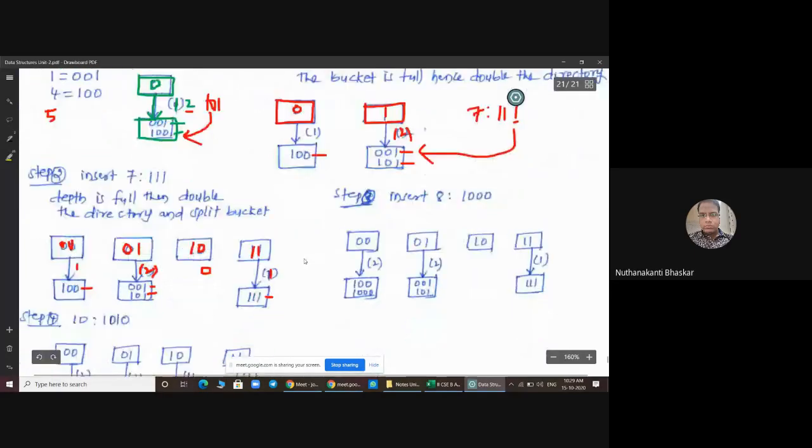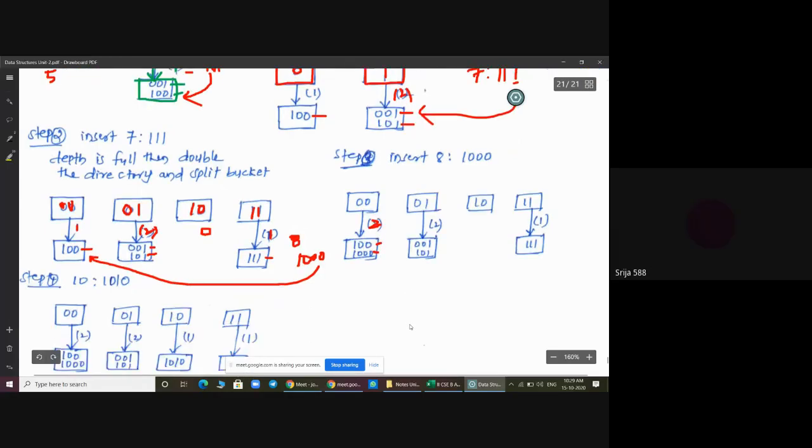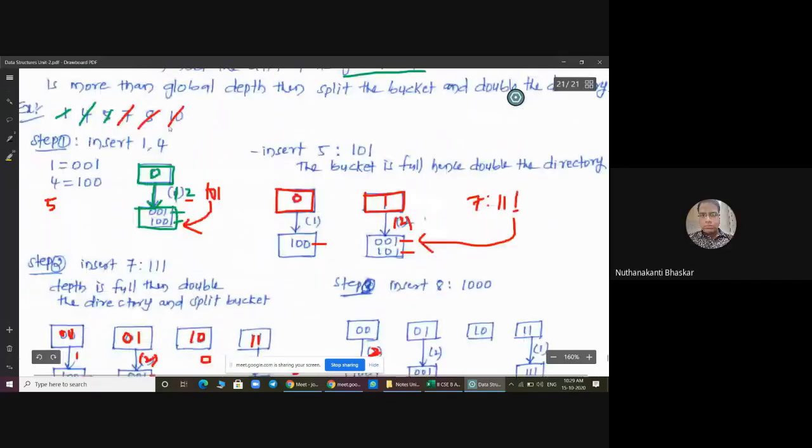So what is the hash value of 8? Tell me. The hash value of 8 is 1, 0, 0, 0. So where are we going to insert this 1, 0, 0, 0? 0, 0 bucket. Is there any problem? No, sir, no problem. That's why we inserted it here. Now the global depth has reached 2. Understand? Now I want to insert 10.